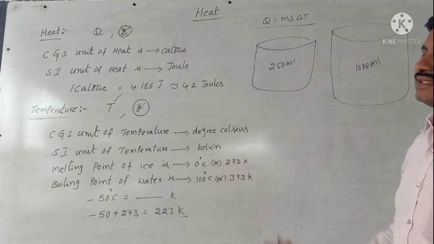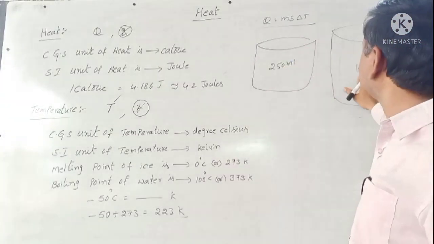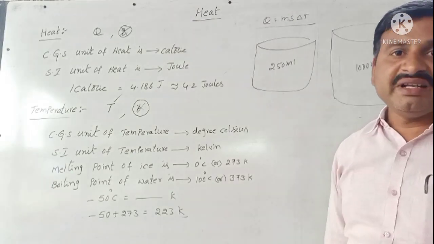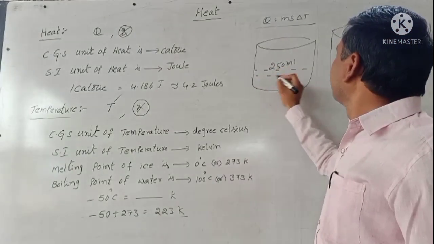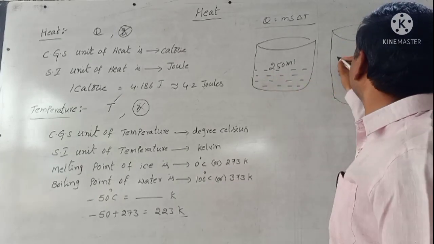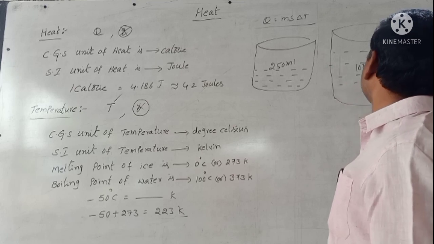Here we have taken two beakers. The first one has 250 ml of water, and the second beaker has 1000 ml of water. 1000 ml means 1 liter. So this beaker contains 250 ml of water, and this beaker contains 1000 ml of water.